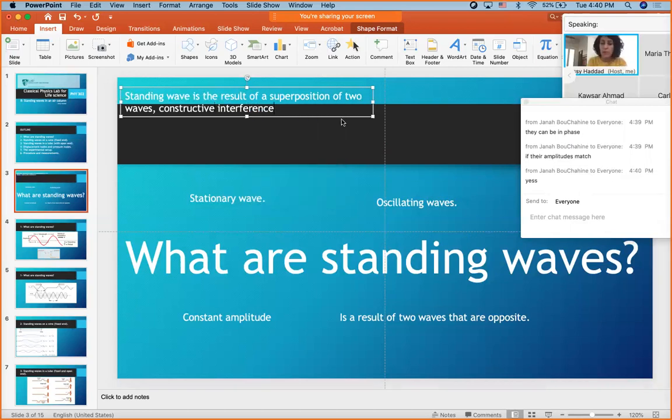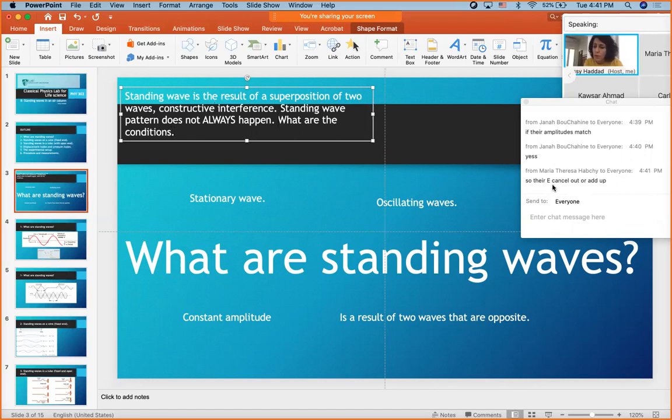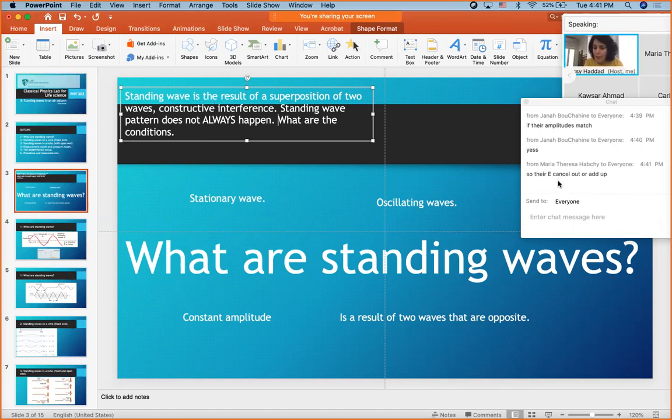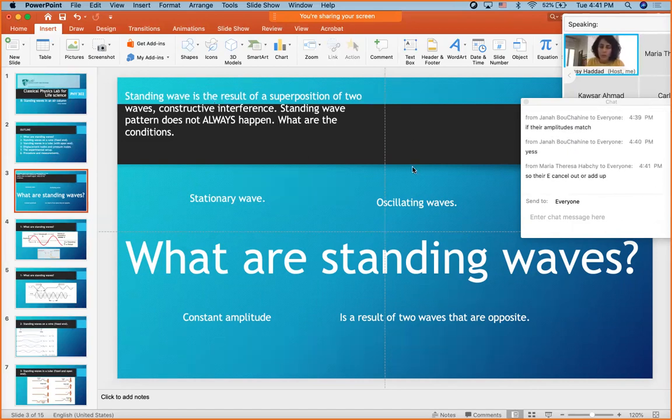Or probably you want to mention that the standing wave pattern does not always happen. You need conditions. So what are the conditions? You're talking about some conditions. You said if, right? I read if. So they cancel out or add up. Yeah, by E you mean energy or probably amplitude. Anyway, they're somehow related. Yeah, so what else do you remember?